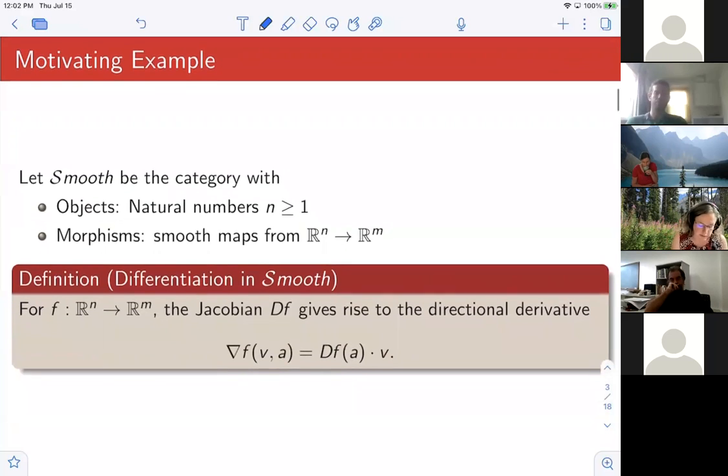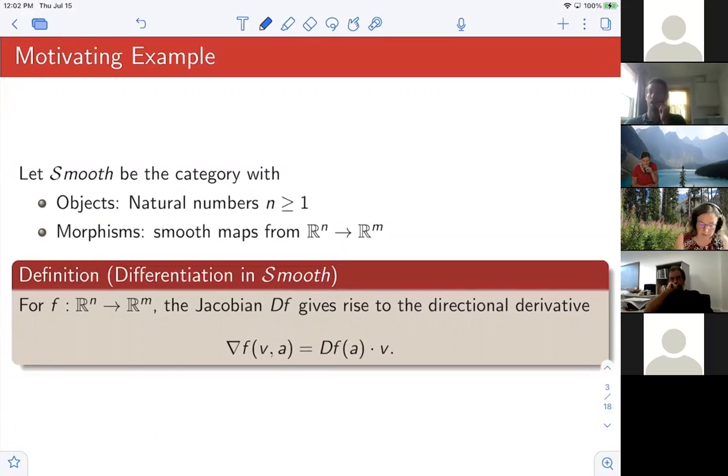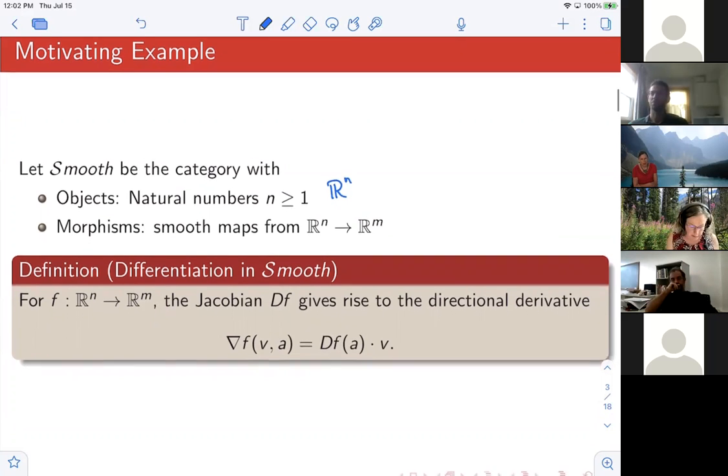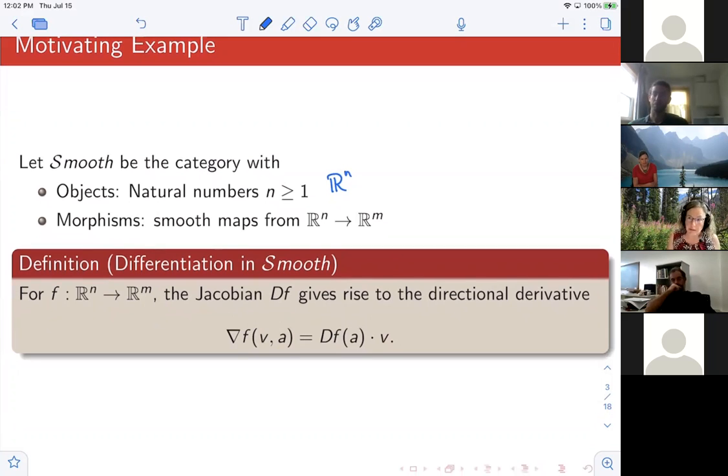So let's look at the category Smooth, whose objects are the natural numbers, or I might think about these, for each natural number n, as secretly thinking about this as R^n. And the morphisms are smooth maps from R^n to R^m. Then we all teach our undergraduate students that you can differentiate in this category. I'll denote the Jacobian by capital D f. So if I have a map from R^n to R^m, I can form its Jacobian. And this gives rise to the directional derivative just by taking the matrix-vector product of the Jacobian evaluated at a point a in the direction v.